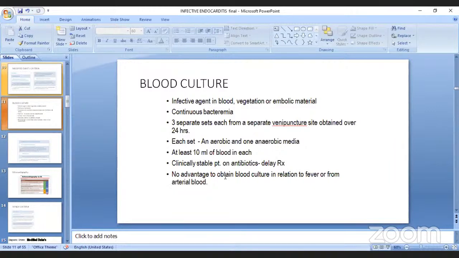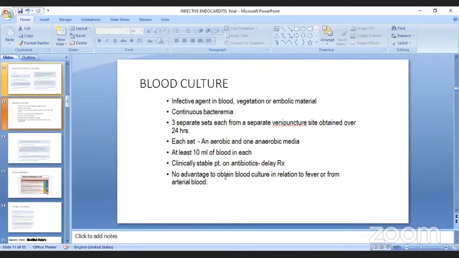So three sets means one set will have two culture bottles, one aerobic and one anaerobic media, because we have to look at both media. And at least you should draw 10 ml of blood. And if the patient is clinically stable or is on antibiotics, then do not delay the treatment just because you have to take samples.